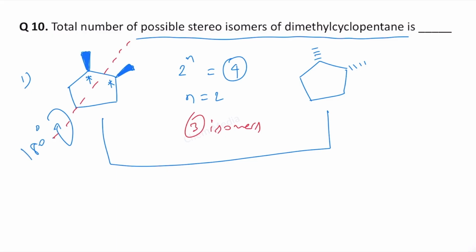Whether you are rotating clockwise or counterclockwise, it doesn't matter. If you rotate 180 degrees along the plane of symmetry, then you can get the other one. So that means both are identical. Both are meso, both are identical. So therefore this must be counted as one isomer.